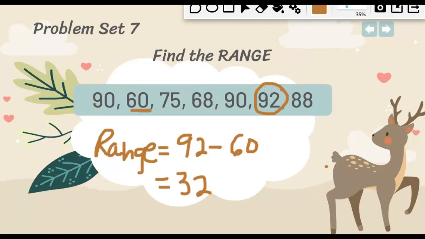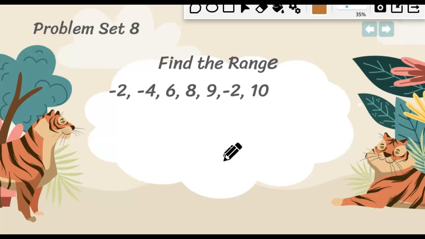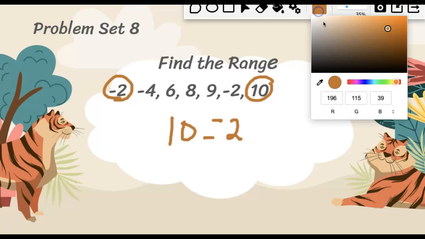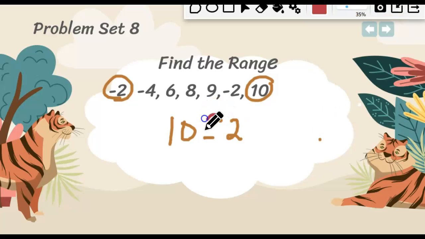Okay. All right, the last example for this problem set. Problem set 8, range: highest minus lowest. Let's look at the highest. So that's 10, and our lowest is -2. So it's still highest minus lowest. So that's 10 minus -2. Again, I usually say make a shortcut if you see this kind of problem. If you see this, that is eventually going to be a positive, because a negative times a negative is positive. That's 10 plus 2, that gives you 12.